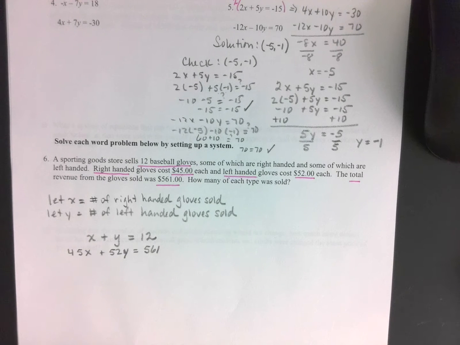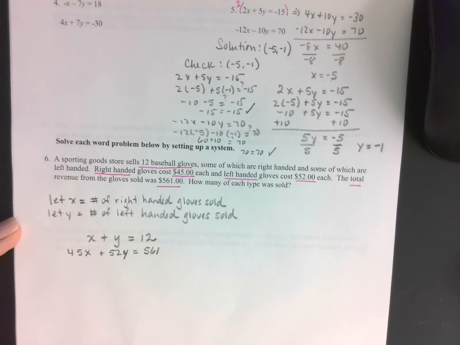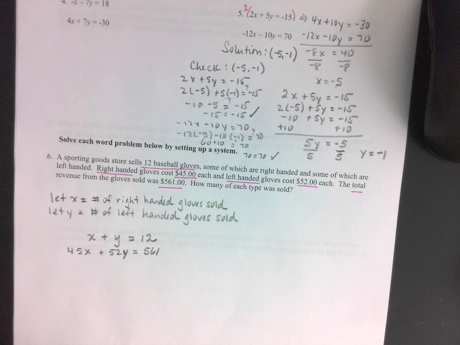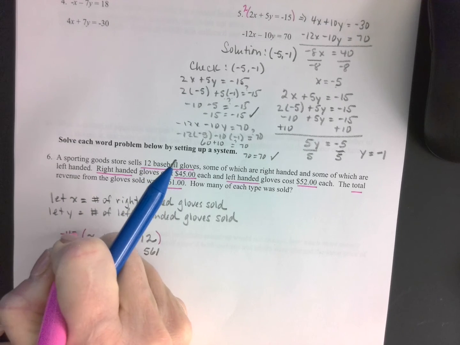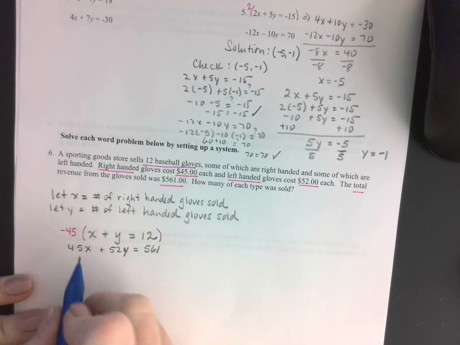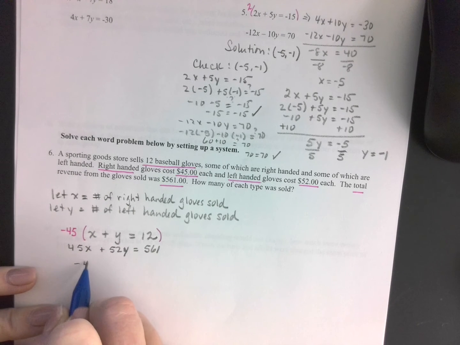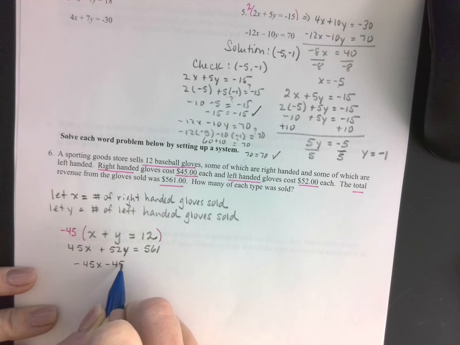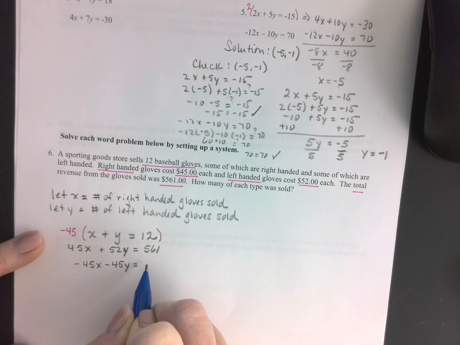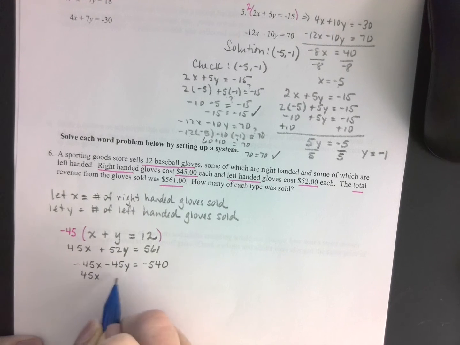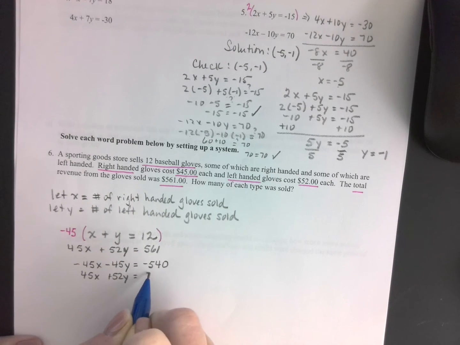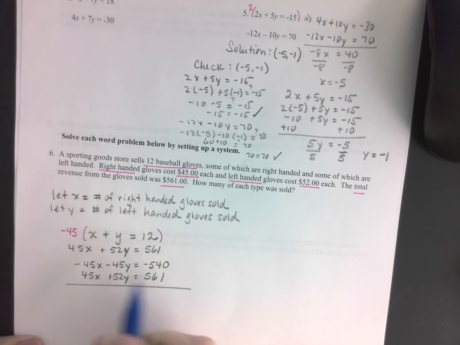Okay, now we can choose which method we want to use to solve, whether it is substitution or elimination. Let's use elimination. I'm going to multiply this top equation by negative 45 so that I can eliminate the x terms. Multiply everything through by negative 45, we get negative 45x minus 45y equals negative 45 times 12 is negative 540, and then 45x plus 52y is equal to 561. Now when we add the equations, we get the x terms to be eliminated. These add to 0, and we get 7y equals 21.